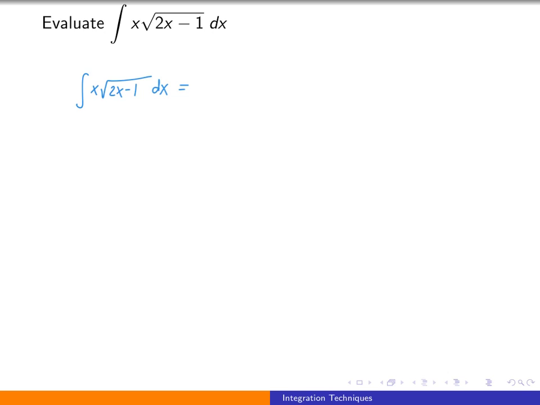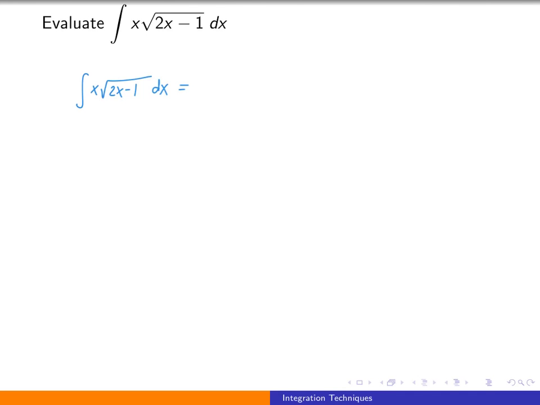In this example, we would like to evaluate the integral of x square root 2x minus 1. Now, the first and maybe most key observation we can make looking at this is it does have that desired form we're looking for in terms of making a u substitution.